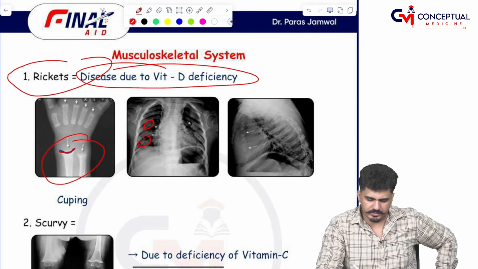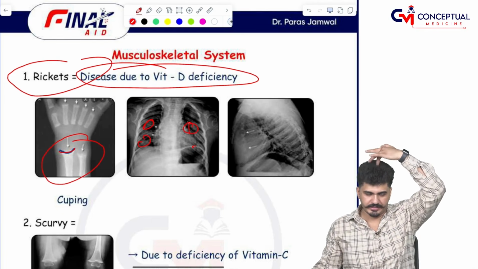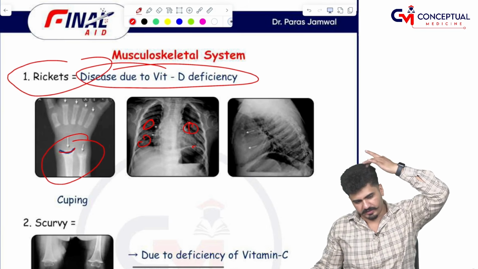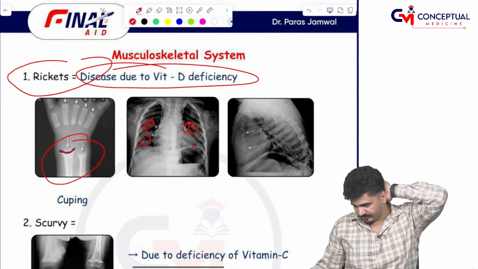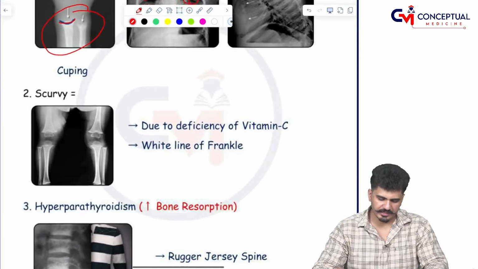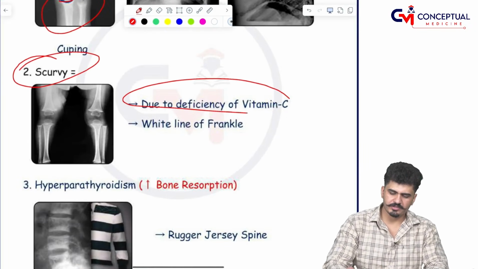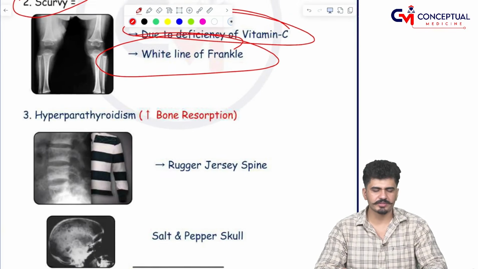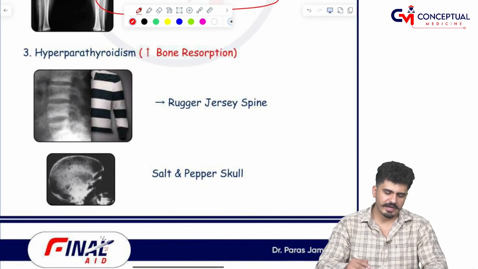This is the rachitic rosary. Also, on the head we are going to see a sign; the hint I am giving you, please try to identify. Which sign will we see on the head, sir? Craniotabes, sir. Scurvy, due to deficiency of vitamin C, you are going to see the white line of Frankel, plus gum bleeding.